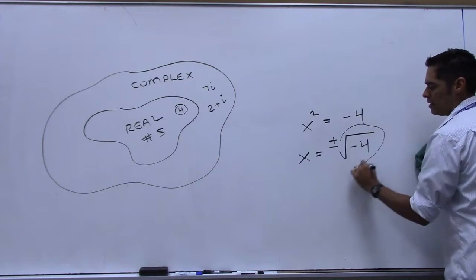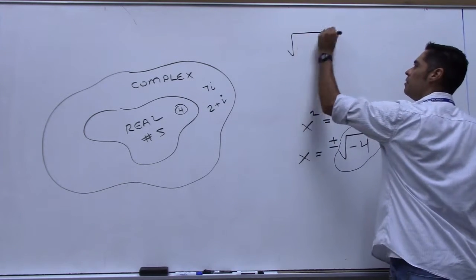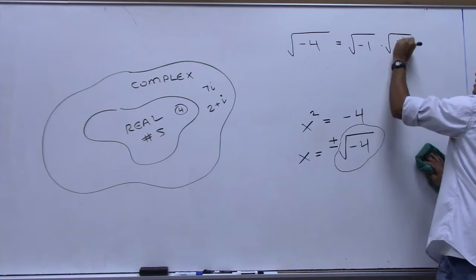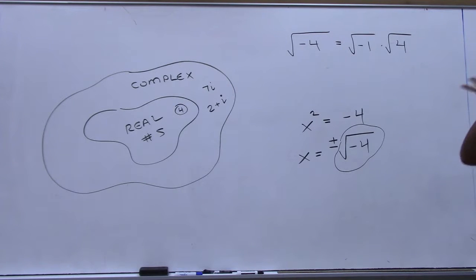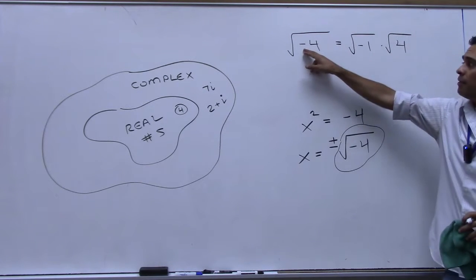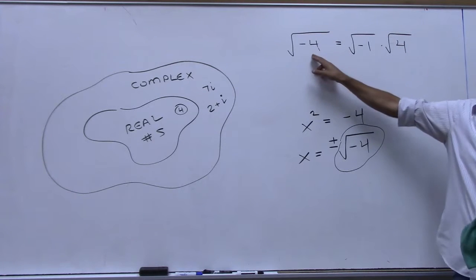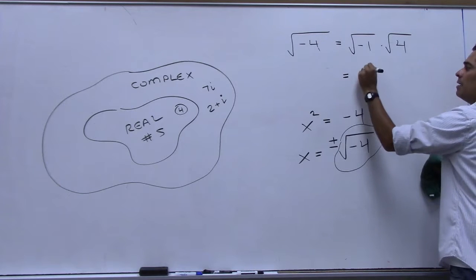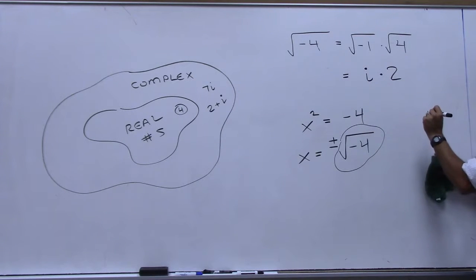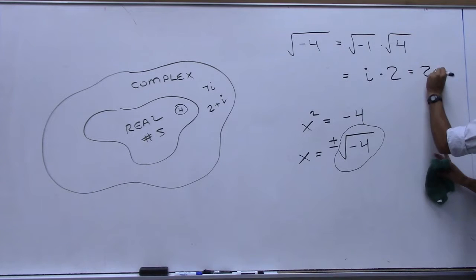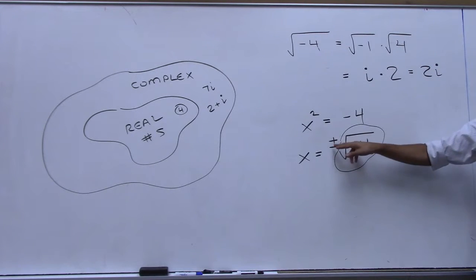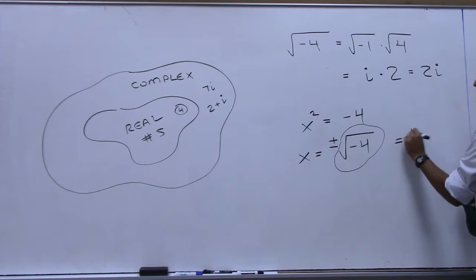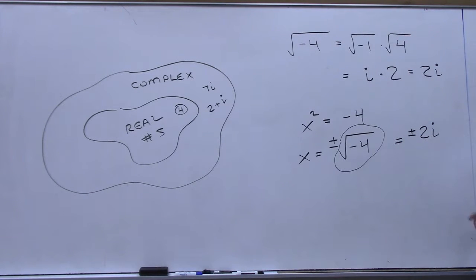Let's look at this right here. The square root of negative 4 is the same as the square root of negative 1 times the square root of 4, because that's how we split radicals up. Negative 1 times 4 is negative 4. And we just said the square root of negative 1 was i, and the square root of 4 is 2. So we write this 2i, but we had plus or minus here. So the two answers are actually plus or minus 2i. So there were two answers, weren't there?